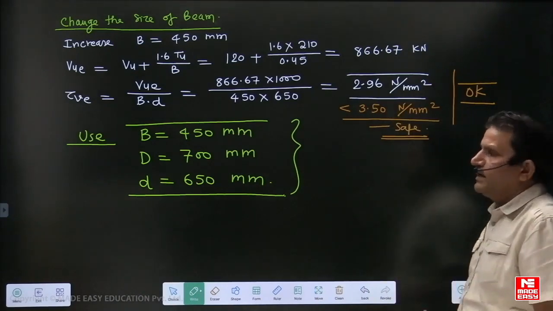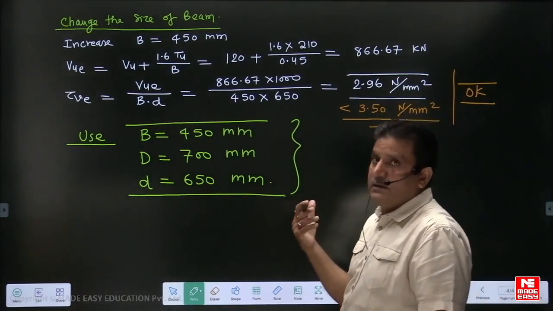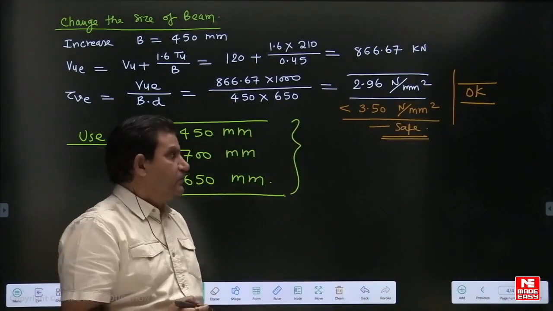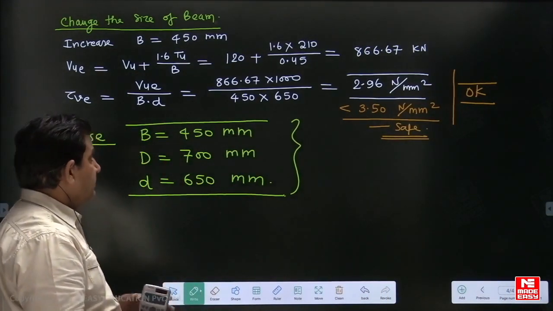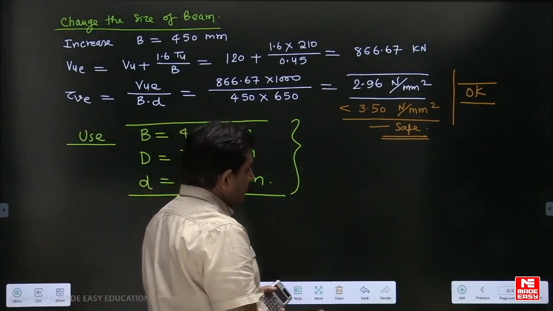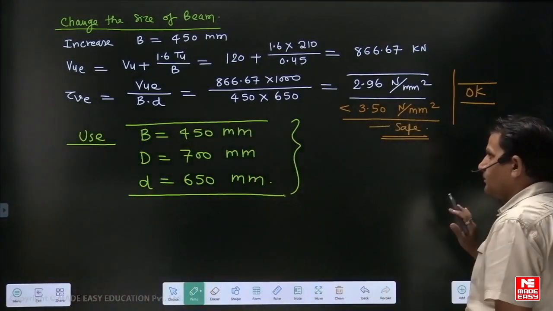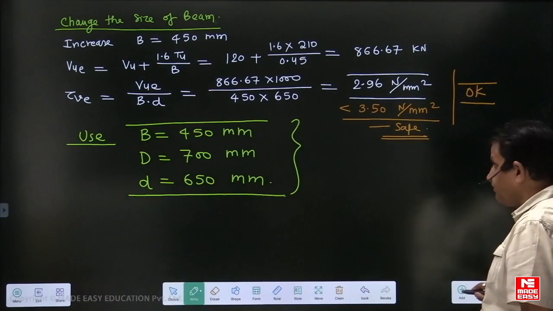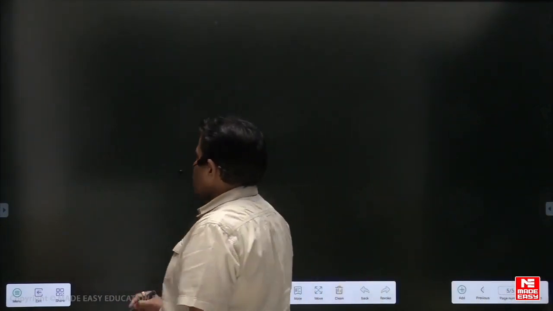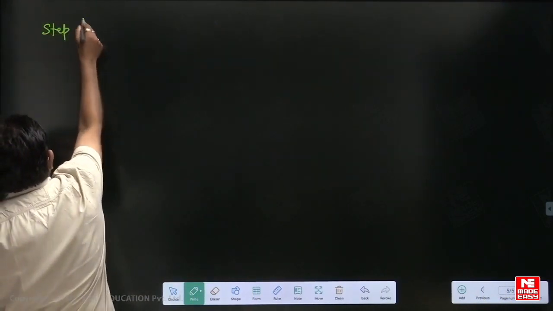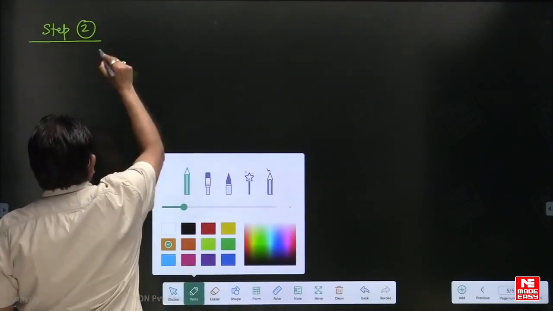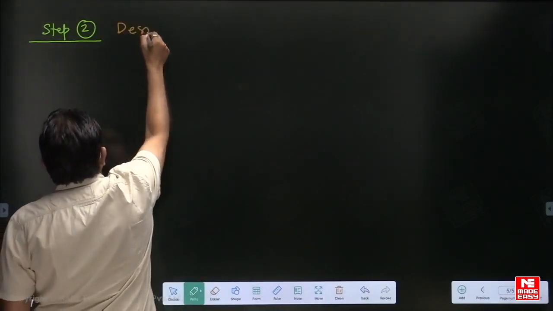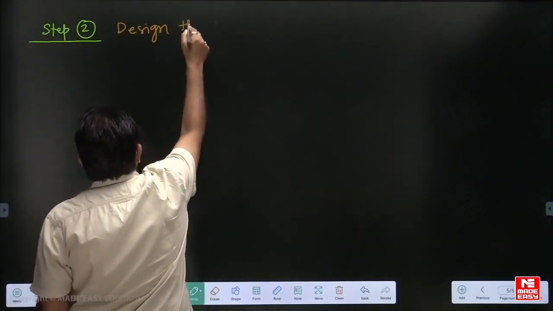So let's come to the design for moment and shear reinforcement that we will do. So first of all, let's design for moment. How we design for moment, let's understand. Let's go to next page. Now it is safe from shear point of view. So a step 2 I will take. Let's take step 2. We will design the beam for moment.